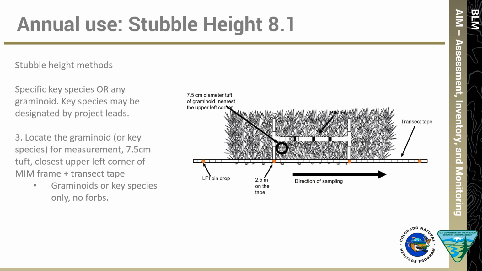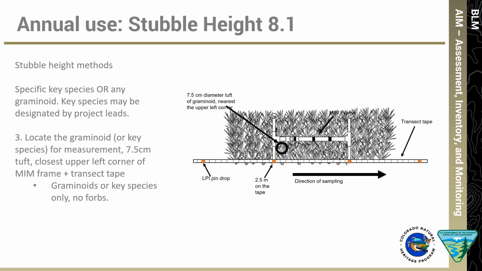A 7.5 centimeter tuft closest to the upper left corner of the quadrat formed by the MIM frame and transect tape, shown by the black circle here in the diagram. Most riparian graminoids grow tightly together, forming dense mats with little separation between individual plants. Often several rhizomatous species may be growing together. Thus, the method uses the 7.5 centimeter diameter tuft of all co-occurring graminoid vegetation.